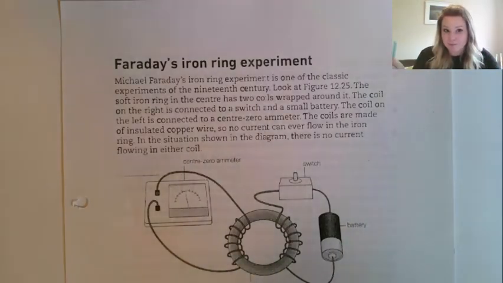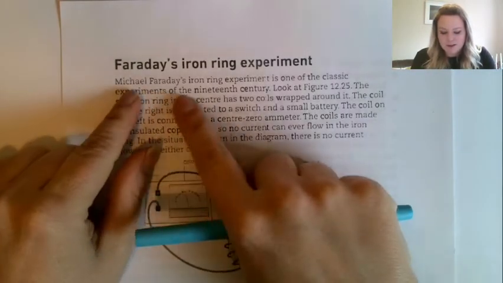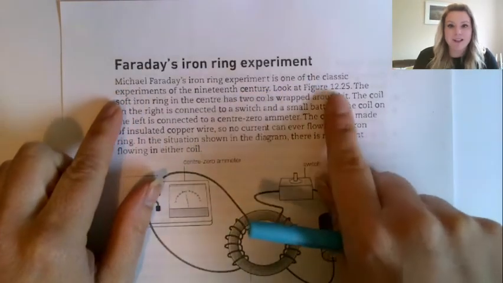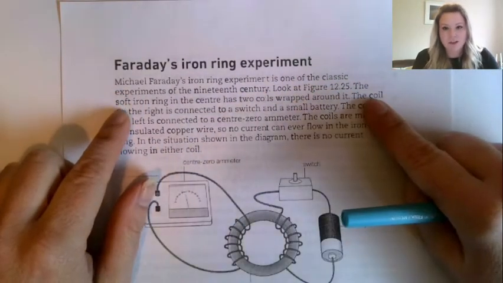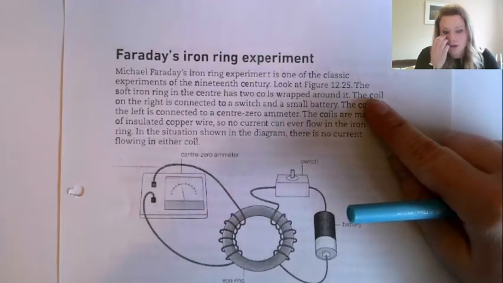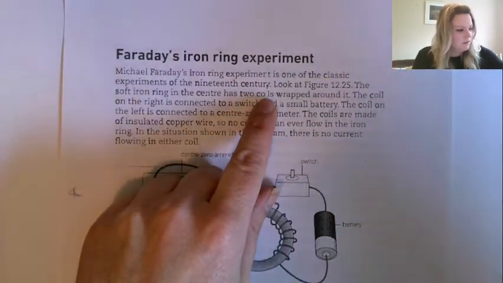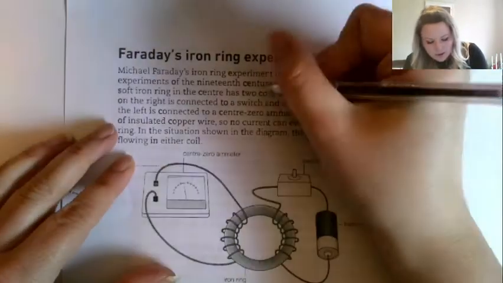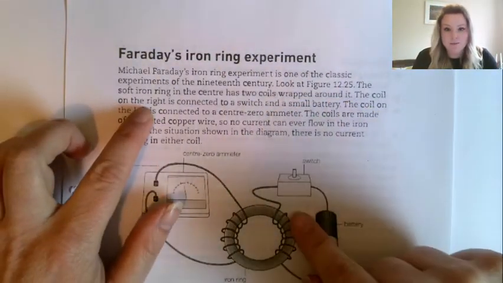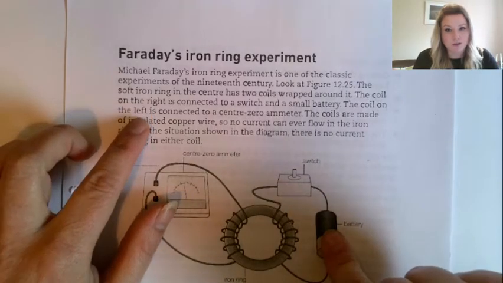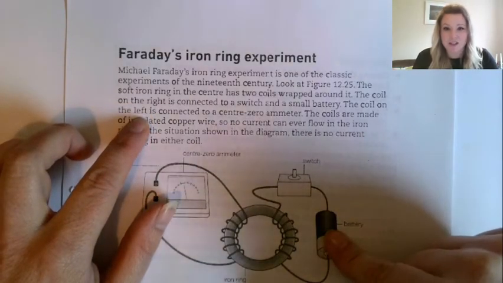Okay? So, Michael Faraday's iron ring experiment is one of the classic experiments from the 19th century. Look at this diagram. The soft iron ring in the centre has two coils wrapped around it. That wee eye is missing there, look. Put that back in. Okay, two coils wrapped around it. The coil on the right is connected to a switch and a small battery. The coil on the left is connected to a centre 0 ammeter.